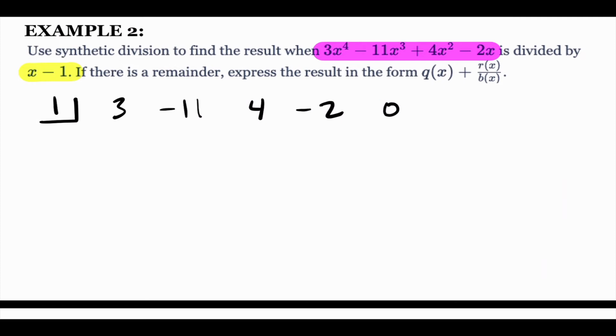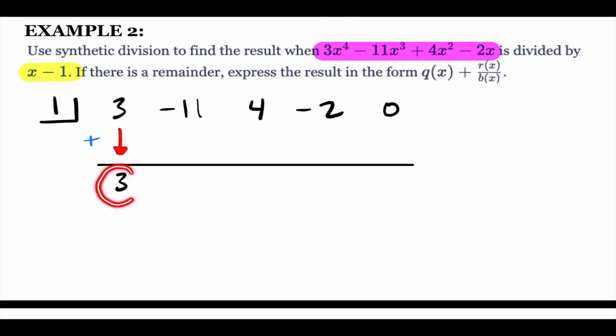Draw a line underneath. Start my process. First number comes straight down. Okay. Now I multiply. 3 times 1 is 3. Add straight down. Negative 11 plus 3.